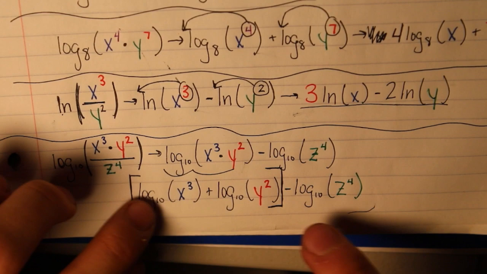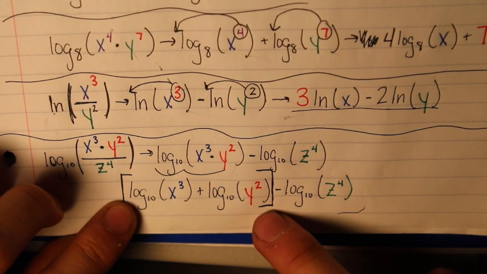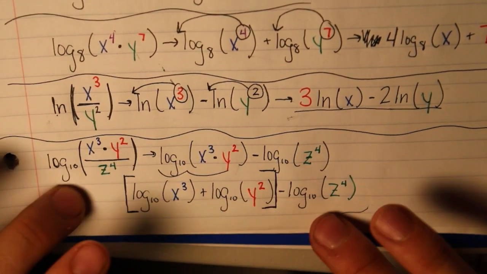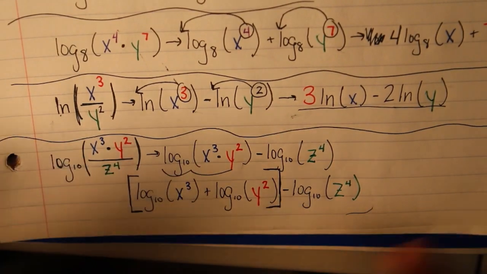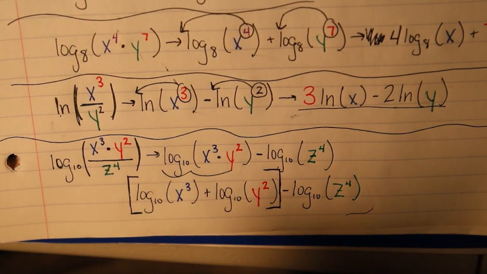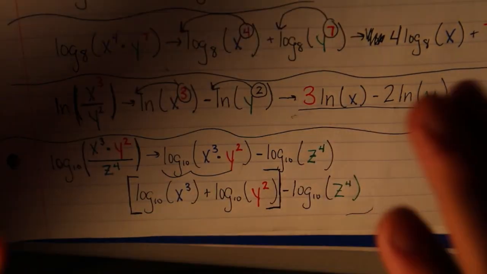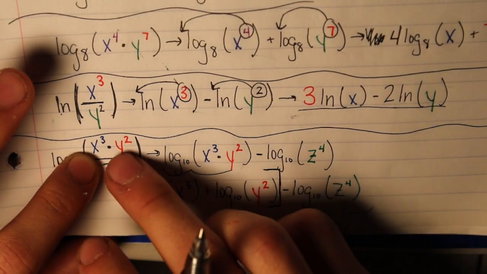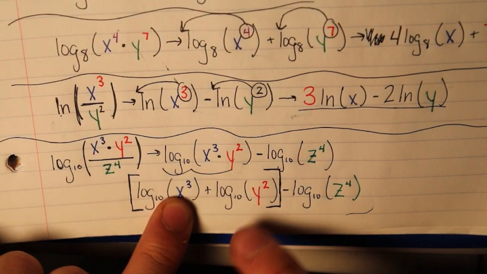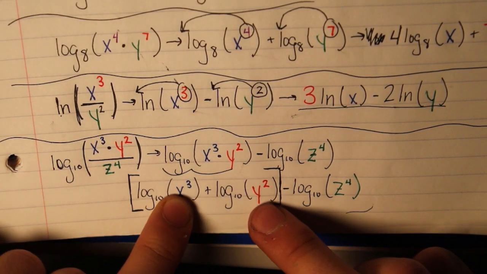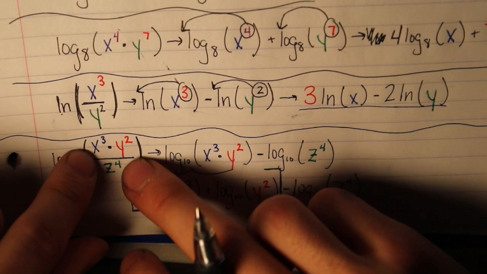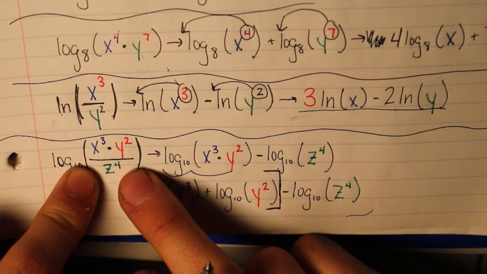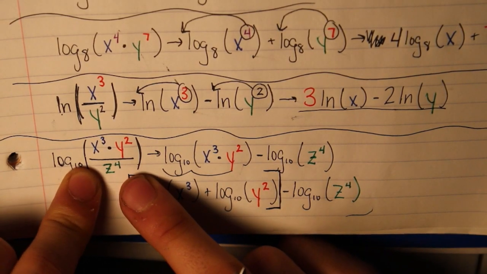It would look more like the video. We're going to have our brackets around x cubed and y squared. I know this looks messy. I know this looks hard, but we're not doing anything too difficult. All we're doing is when we're multiplying, we add them. X cubed times y squared becomes x cubed plus y squared. And if we're dividing, we're subtracting: x cubed plus y squared minus z to the fourth.